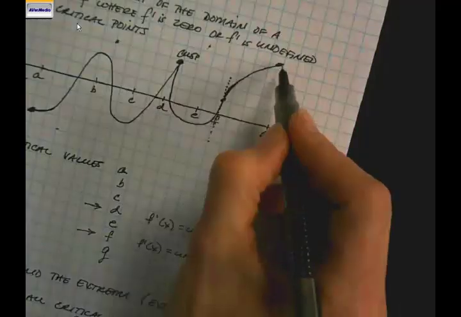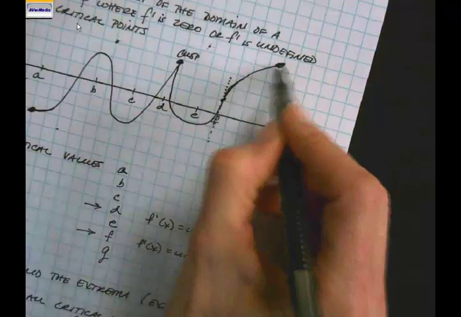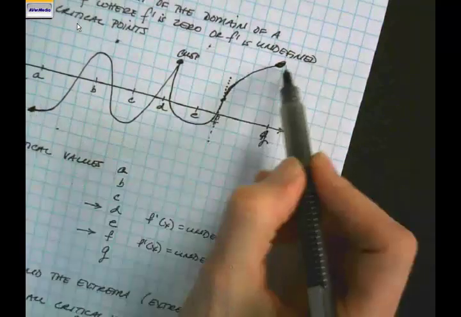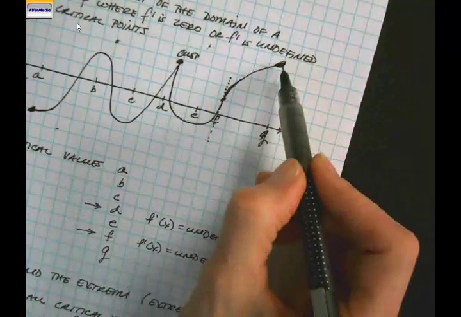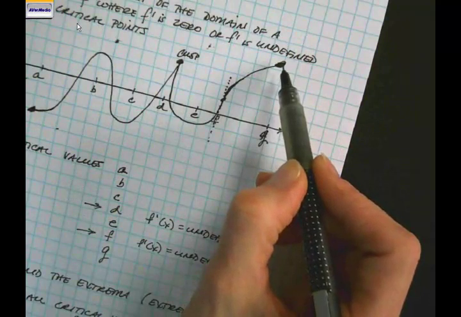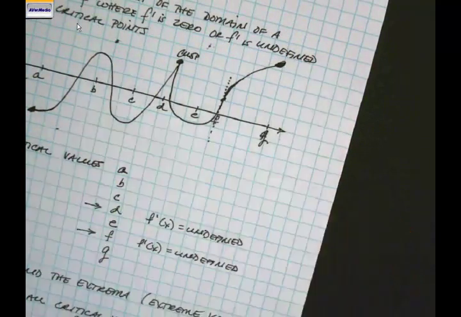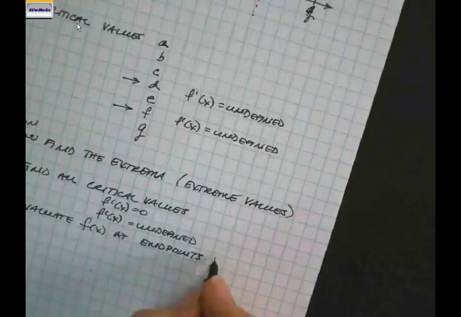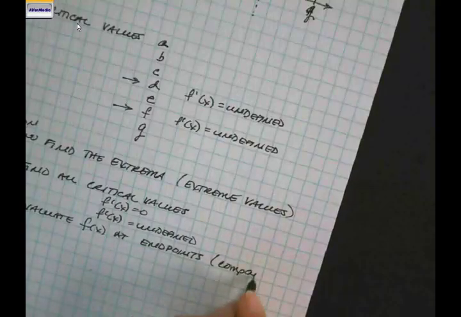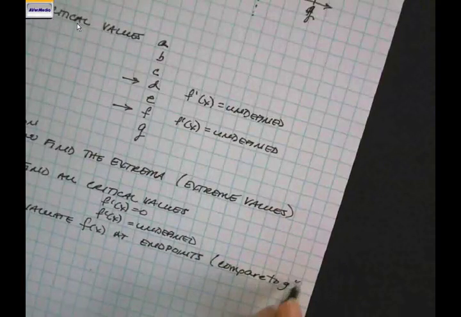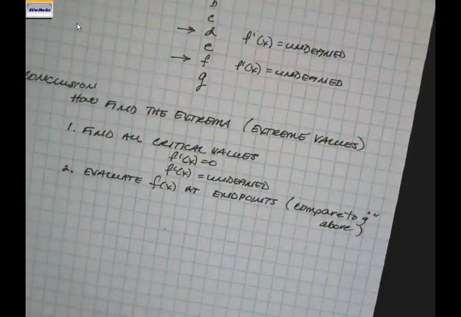The reason you do that is because over here at this endpoint G, and even at this endpoint A, your first derivative is not equaling 0, right? But that's the end of the graph. And so you're going to miss this local max if you don't check your endpoints. Okay, so you got to check your endpoints. So compare to G above. That's kind of what we're talking about there.